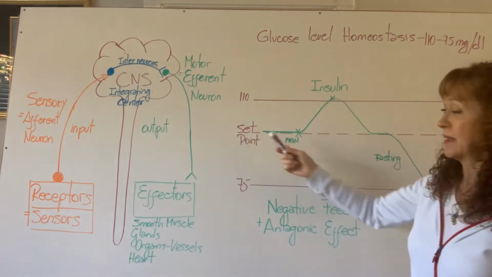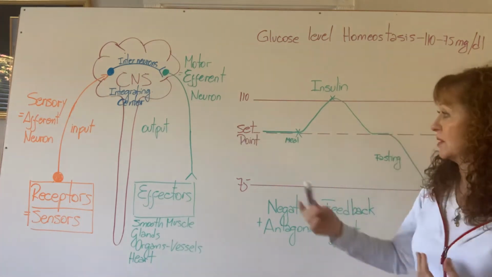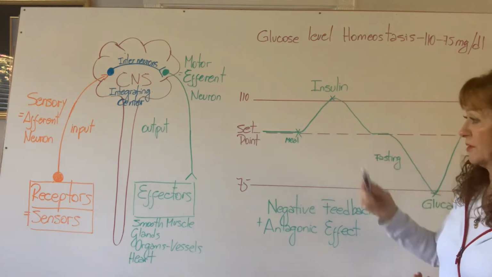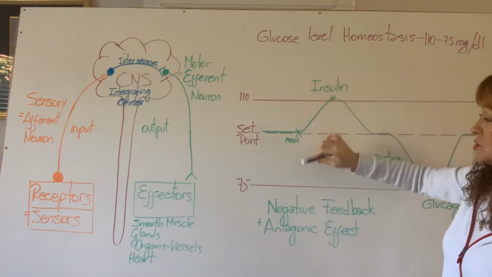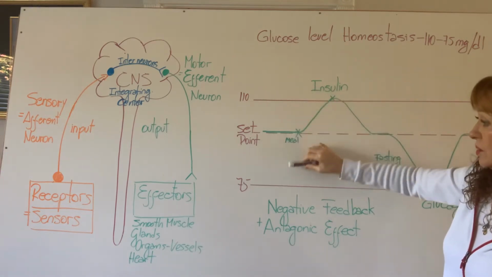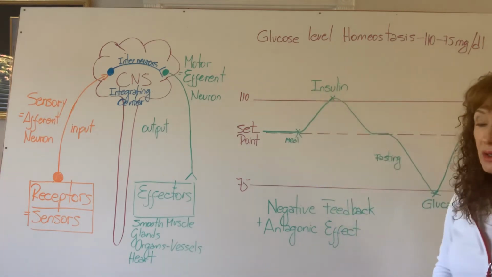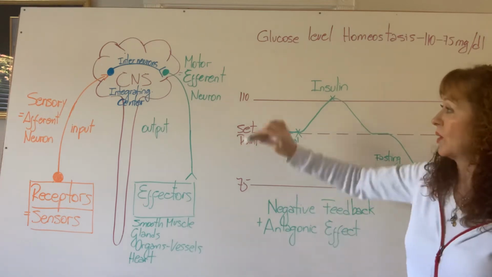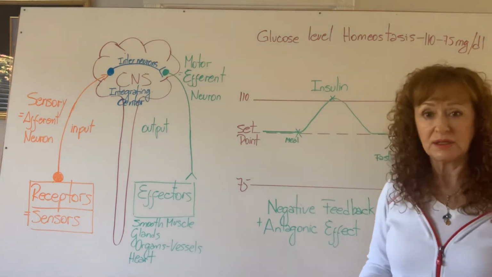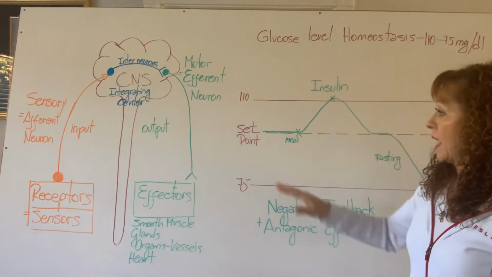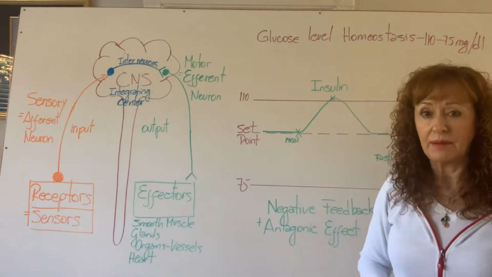Let's pretend that I'm going to keep myself in the spot, so this one is my set point. It could be a little close to the highest one, or it could be closer to the lower one, but it doesn't matter. Anything in between these two numbers is considered normal. Now, what happens with the glucose level?